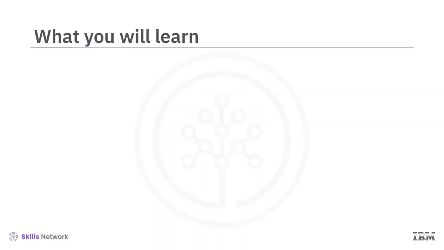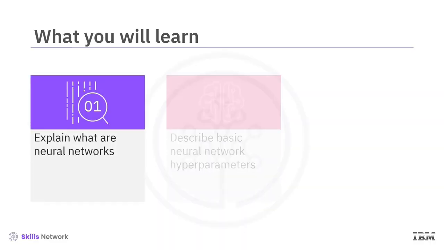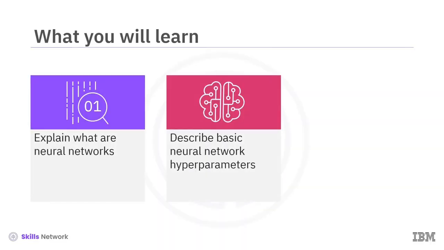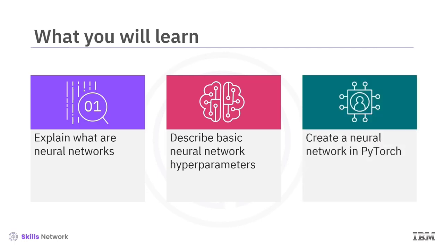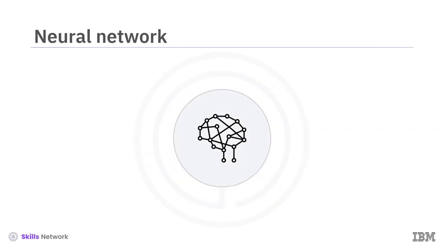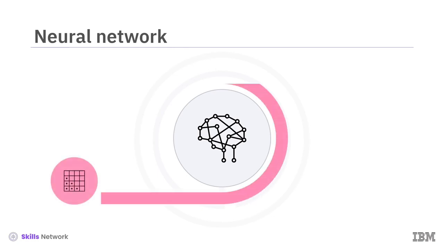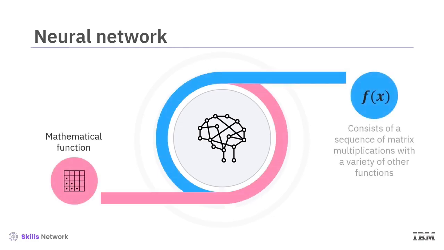After watching this video, you'll be able to explain what neural networks are and describe basic neural network hyperparameters. You'll also create a neural network in PyTorch. First, let's do a quick recap of neural networks, where you'll mainly concentrate on understanding the inputs and outputs. A neural network is a mathematical function consisting of a sequence of matrix multiplications with a variety of other functions. It begins with an input layer. For instance, consider a bag of words vector.